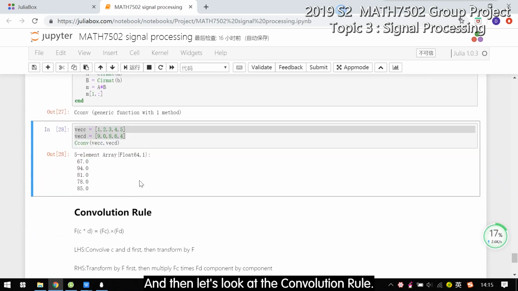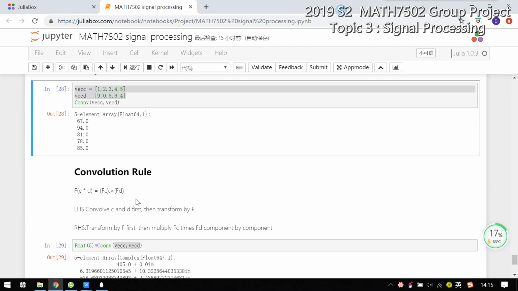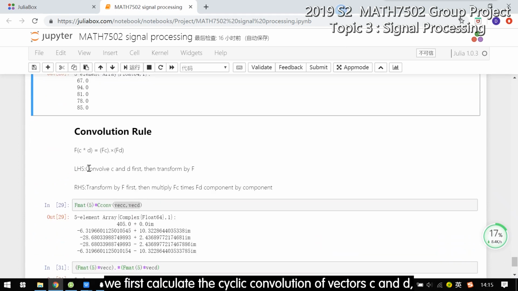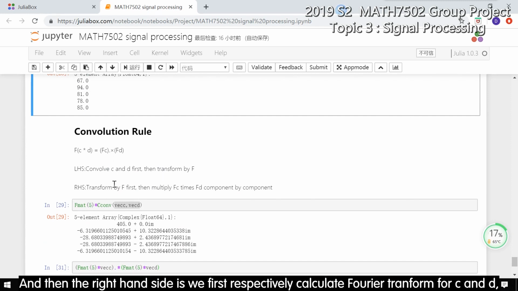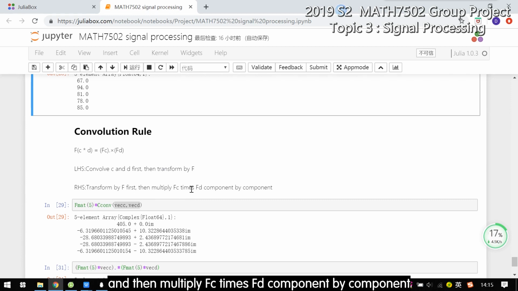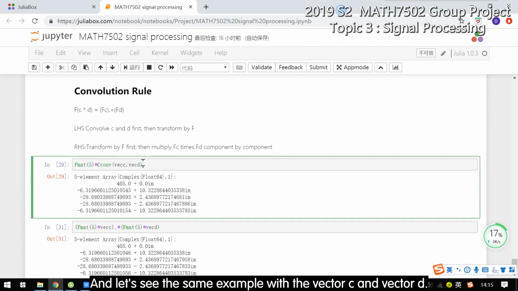And then let's see the convolution rule. It is a fundamental identity of signal processing. The left-hand side says we first calculate the cyclic convolution of vectors c and d, and then calculate the Fourier transform. And the right-hand side says we first respectively calculate the Fourier transform for c and d, and then multiply Fc times Fd component by component. They are the same.